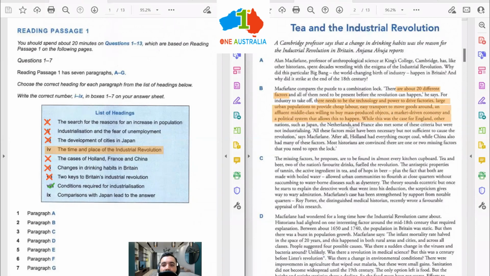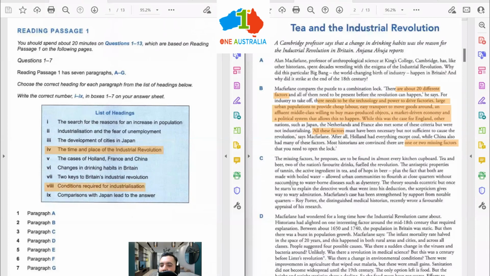And after this, they are still talking about the factors, that these were necessary but not sufficient, and there were some factors which were missing. So the entire paragraph is devoted to what? Devoted to the conditions, the factors, right, required for industrialization. So that becomes the heading. So I can clearly mark this as my heading. I can remove all these and I can mark this as my heading for paragraph B.